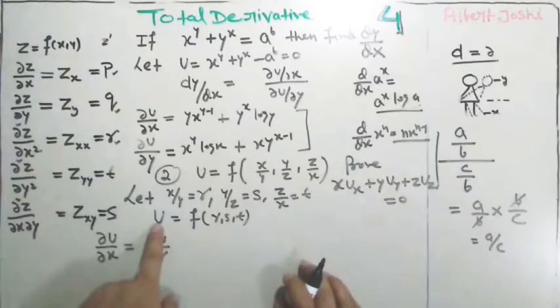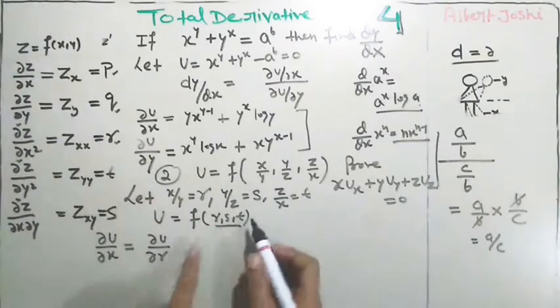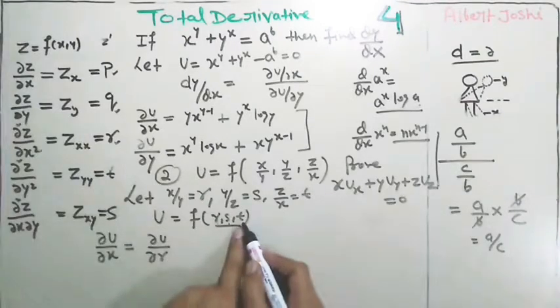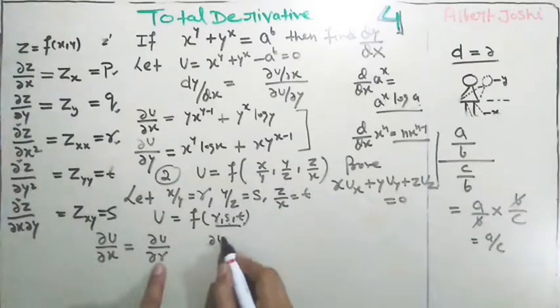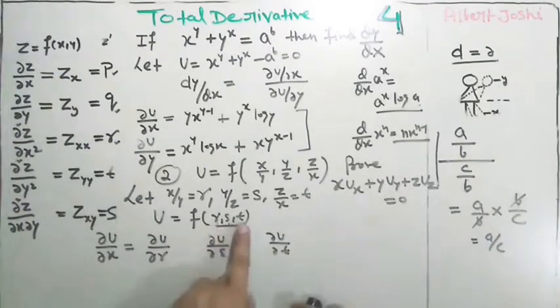If you are differentiating with respect to x, there are a total of 3 variables in this function. At first you will differentiate with respect to r, then with respect to s, then with respect to t. So in a function, if there are a total of 3 variables, you differentiate one by one with respect to r, s, and t. That is the chain rule actually.